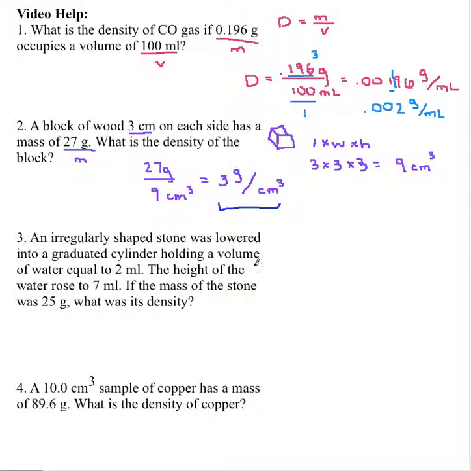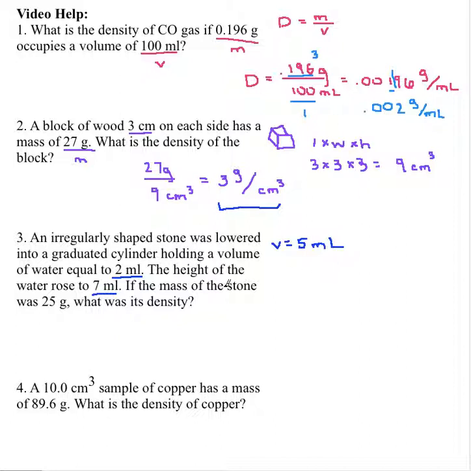An irregularly shaped stone was lowered into a graduated cylinder holding a volume of water. So it started out with a volume of 2 mils. So this is just like the lab we did. Here's the initial volume. Here's the final volume after you added the stone. So the purpose of this is if you have a funky shape and can't do length times width times height, what you can do is say, okay, the volume of the water was initially 2 mils. Now it's 7 once I added the stone to it. Therefore, that tells me that the volume of the stone has to be 5 mils because it displaced that much water. So that's a really nice, easy way of finding the volume of a weirdly shaped object.